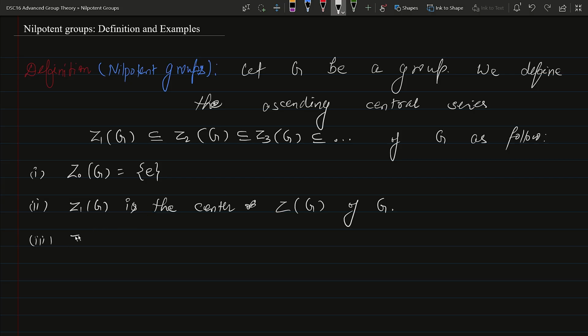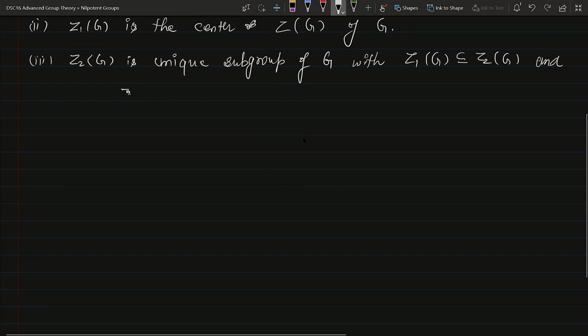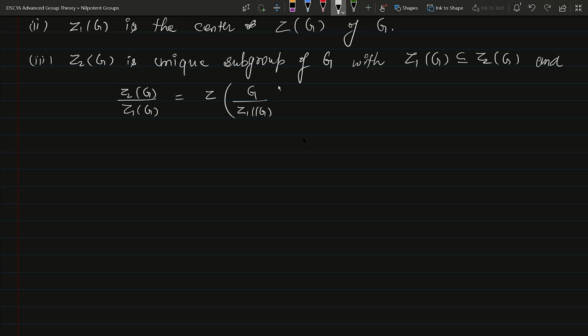Then the third requirement is that Z2(G) is the unique subgroup of G with Z1(G) contained in Z2(G), and the quotient group Z2(G) over Z1(G) is equal to the center of G upon Z1(G). This must hold for every such pair.